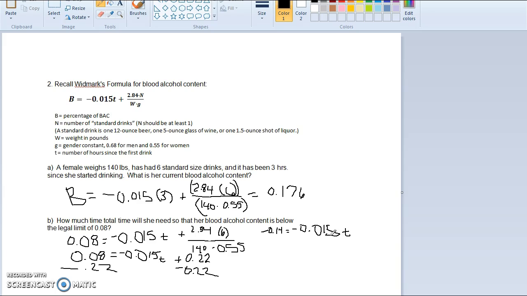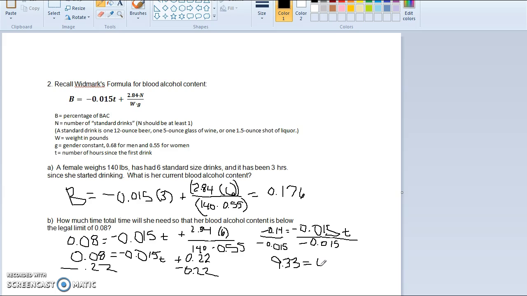So I still need to get this T alone, and I still have this negative 0.015 in the front. So I'm going to divide by that, because to undo a multiplication we divide. And this will give me my amount of time that she needs to wait. So I'm going to take negative 0.14 on my calculator, and I'm going to divide that by negative 0.015. I could just leave the negatives off because they're just going to cancel each other. But if I compute that, I actually get 9.33.